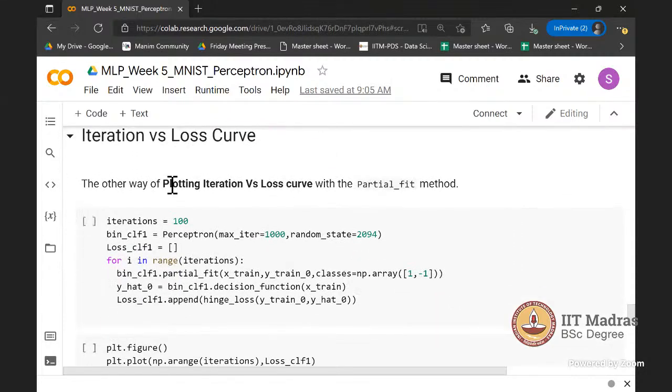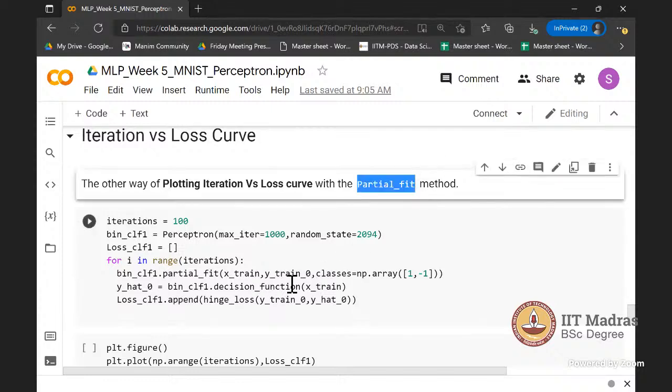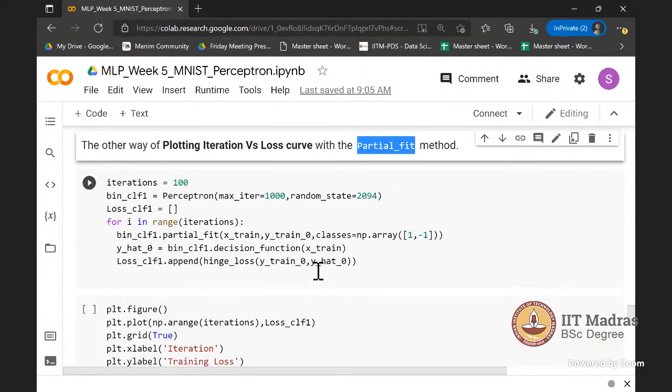Next item is we are going to plot the learning curve, which is the iteration versus loss curve, with the help of partial fit. So the partial fit method is going to be used for this particular case.